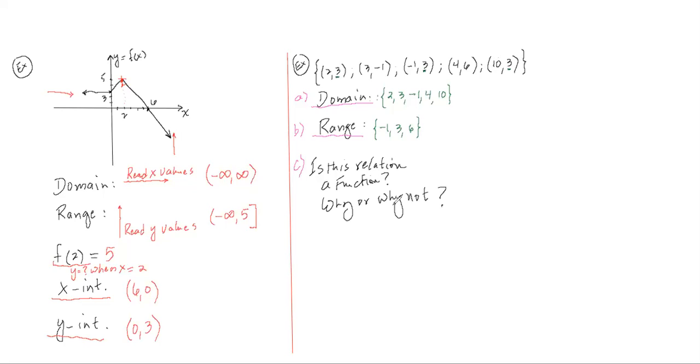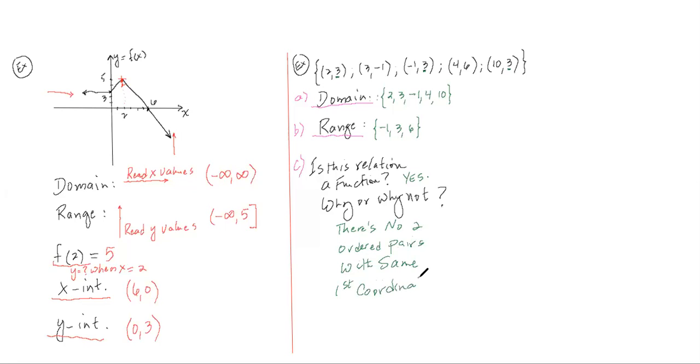All right, now, is this relation a function? I think it is a function because there's not two domains that have different answers. So there is no two ordered pairs with the same first coordinate.